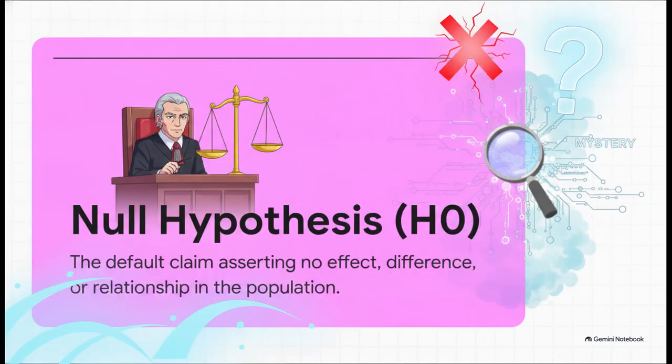To crack this case, we have to establish a baseline. So, meet our prime suspect, the null hypothesis, often written as H0. You can think of the null hypothesis exactly like the presumption of innocence in a courtroom. In statistics, we always assume no effect, no difference, or no relationship until the evidence absolutely forces us to conclude otherwise. The burden of proof is entirely on the data to prove that something interesting is actually happening.